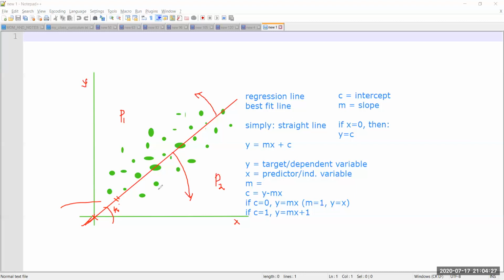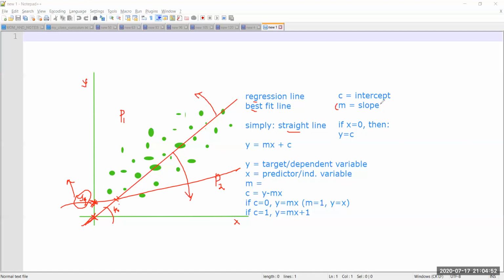So let's say I have a line like this. In this case, the intercept is this. So this will be the value. Let's say this is y of j, right? This y of j becomes my intercept. Intercept is where my regression line, or my best fit line, or my straight line is simply cutting the y-axis where the value of x is equal to 0, right?